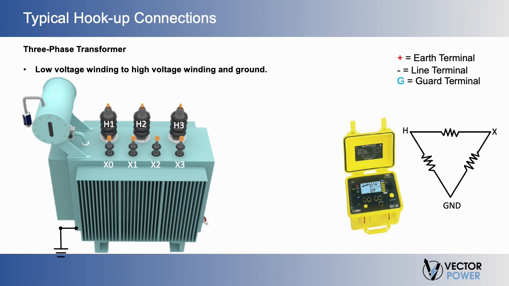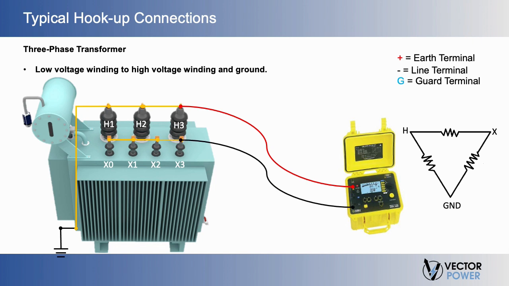To perform the low voltage winding to high voltage winding and ground test, connect the Megohmmeter as follows. Again, jumper H1, H2, and H3 together, and jumper H1 to ground. Next, jumper X0, X1, X2, and X3 together. Then, connect the Megohmmeter's positive or earth terminal to the H windings. And finally, connect the Megohmmeter's negative or line terminal to the X windings.